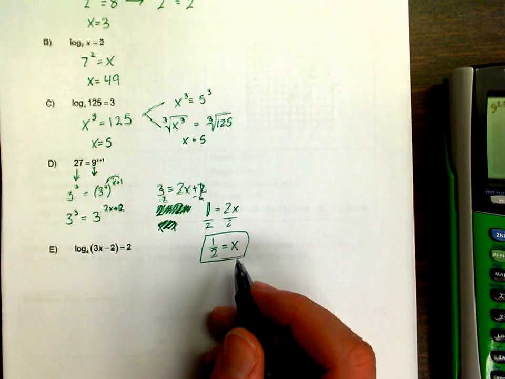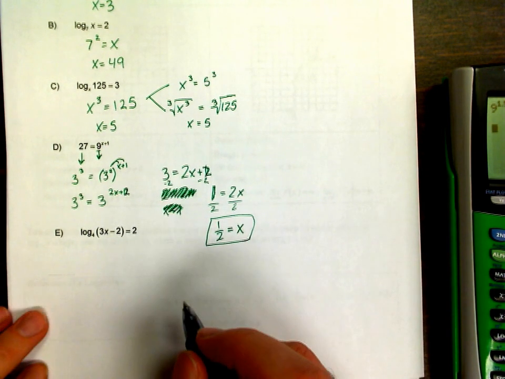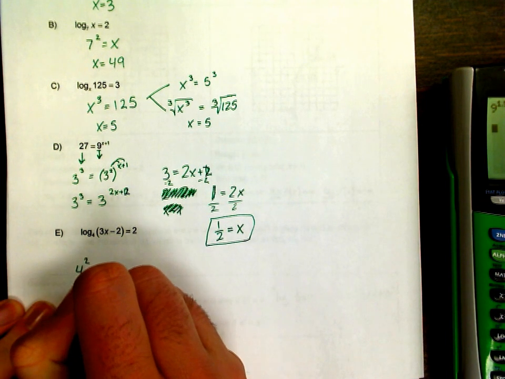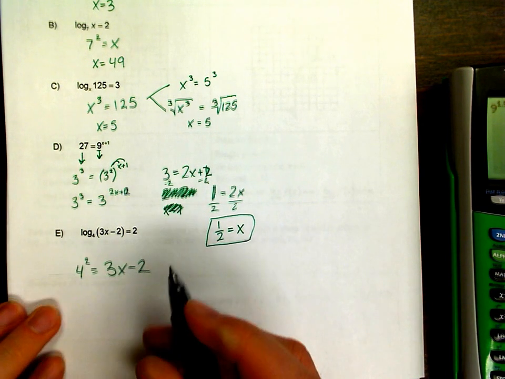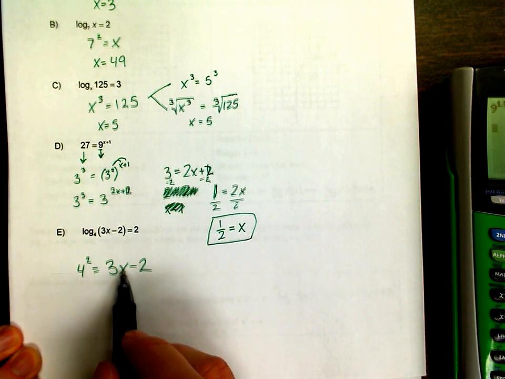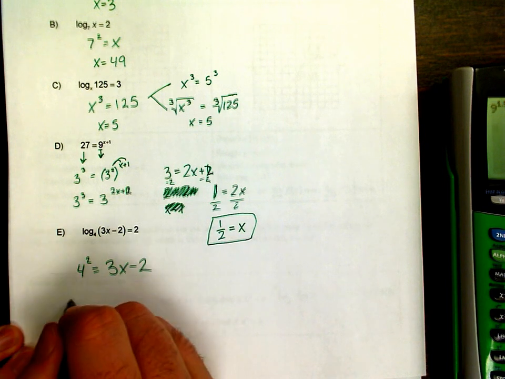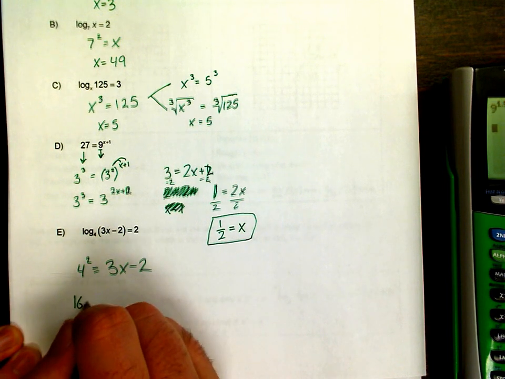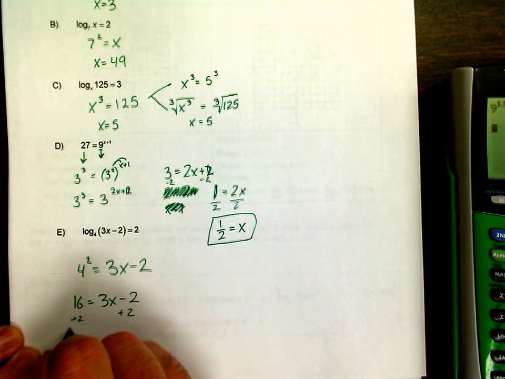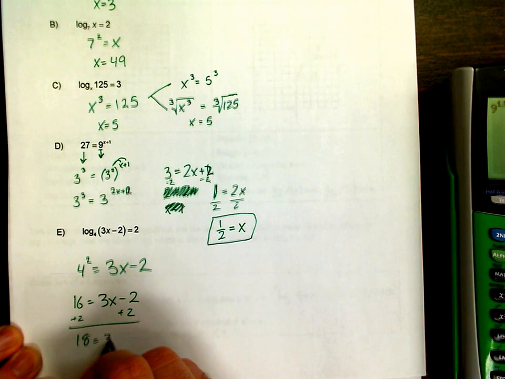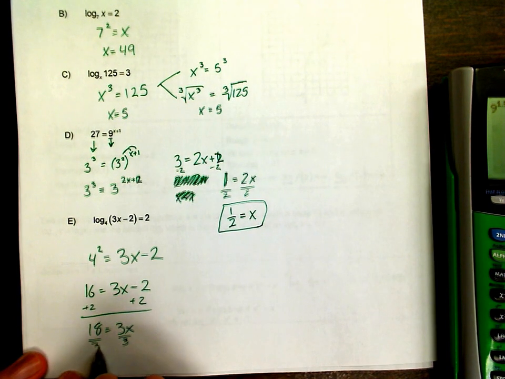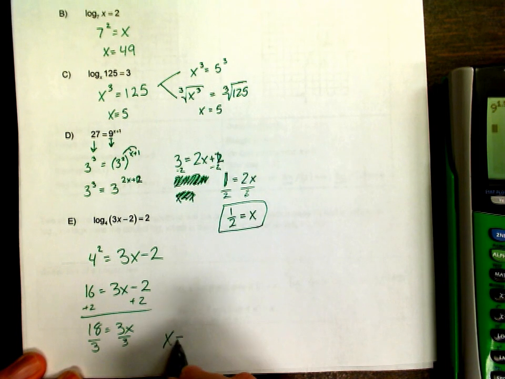And let's go to our last one. Alright, the log base 4 of 3x minus 2 equals 2 can be rewritten as 4 squared equals 3x minus 2. Alright, so fortunately we don't have to look for any sneaky numbers. My x is not in my exponent anymore, so we just solve this like a normal equation. 16 equals 3x minus 2. Add the 2. 18 equals 3x. How convenient. It's like someone planned it this way. We can divide by 3, and we can see that x equals 6.